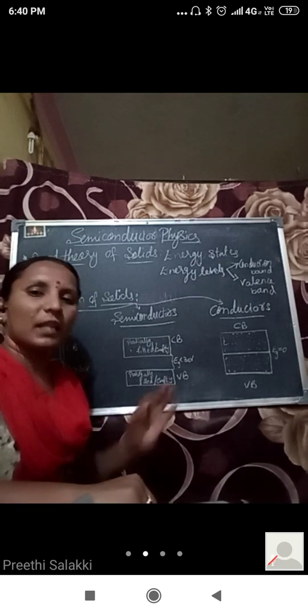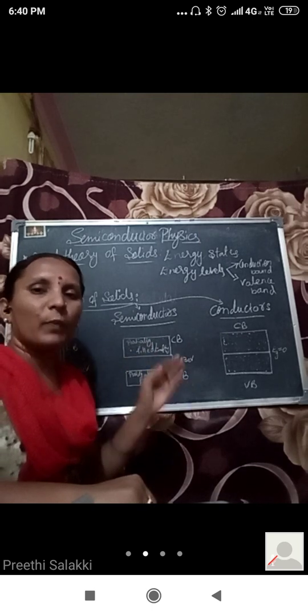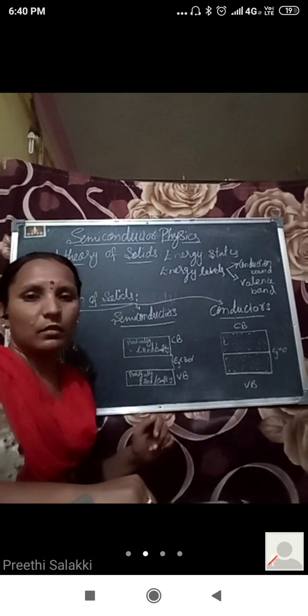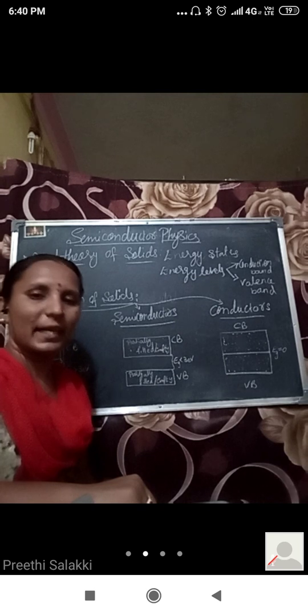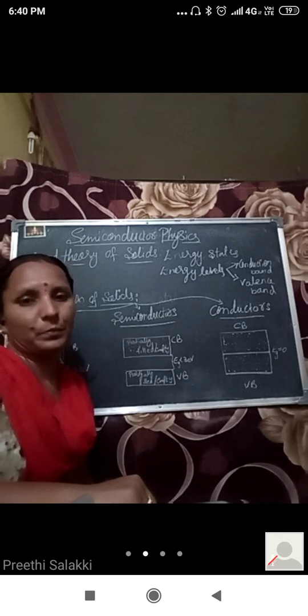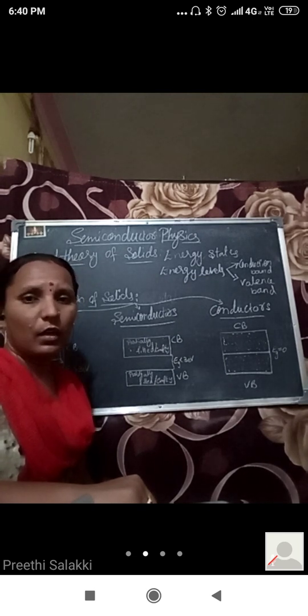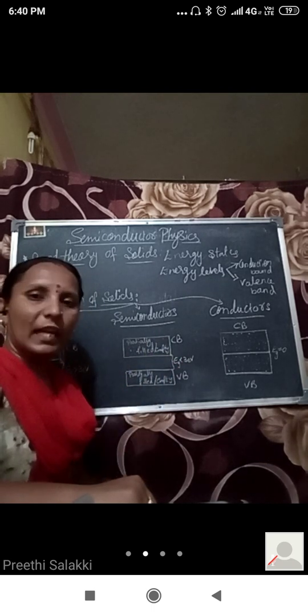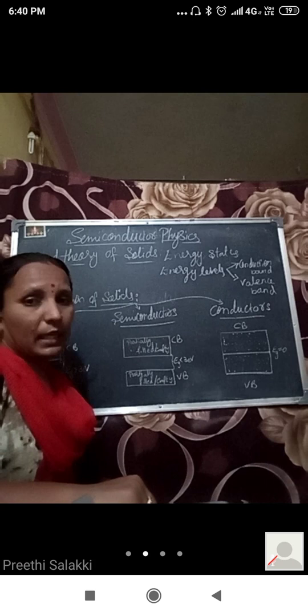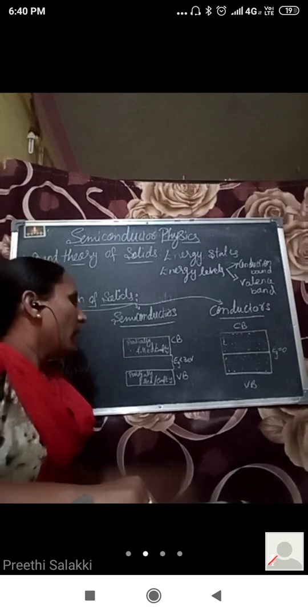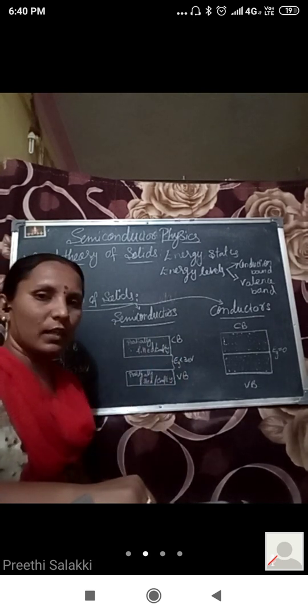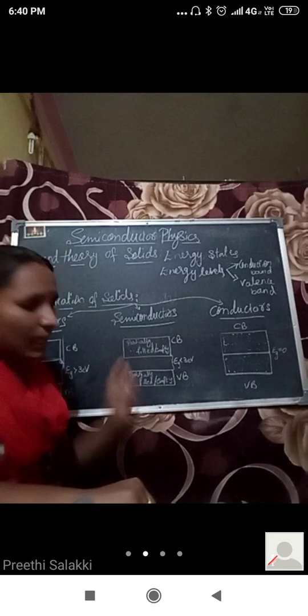Semiconductors, the materials which allow the current to pass through them partially, are called semiconductors. Example, silicon and germanium. Okay. So there is a small gap between the conduction band and valence band, and you can see that the value is also written here. The energy gap is less than 3 electron volt.